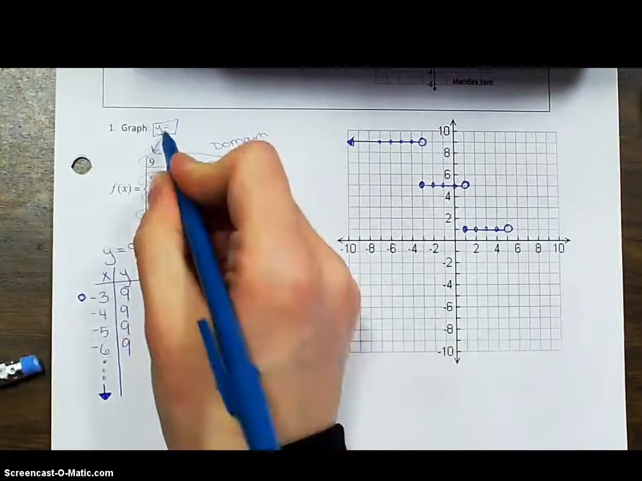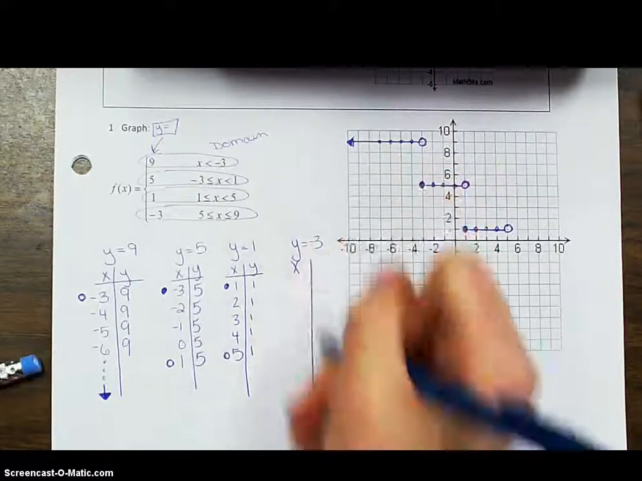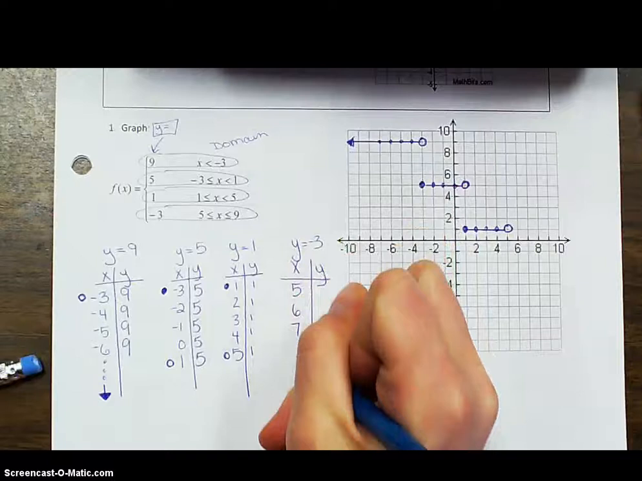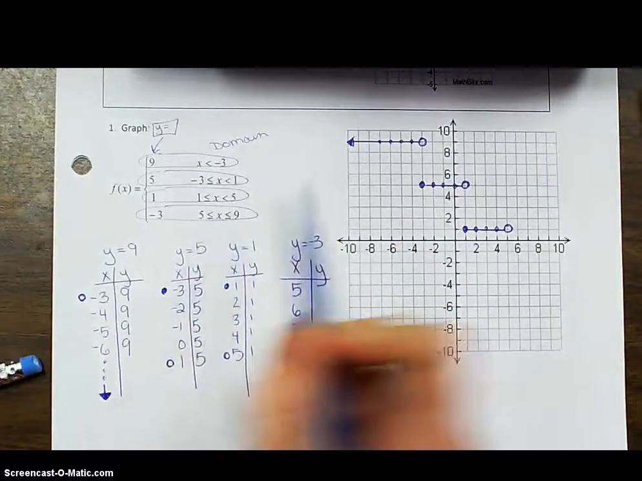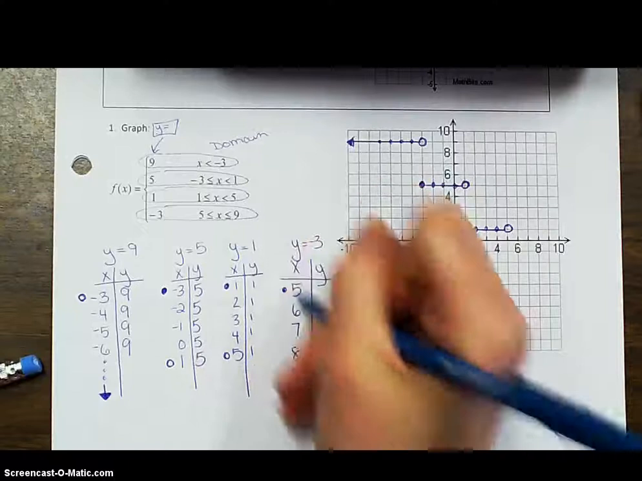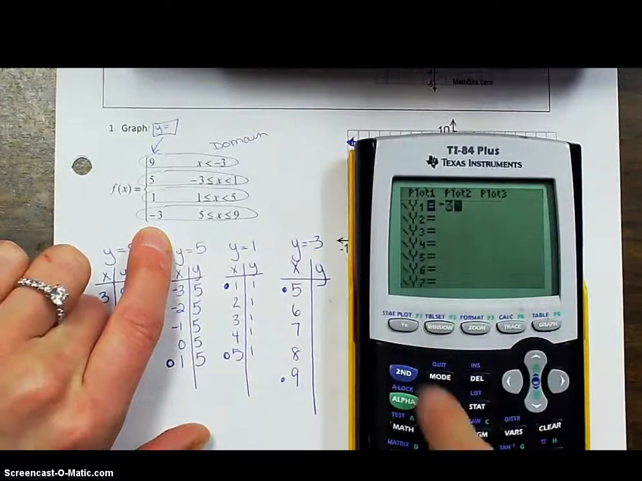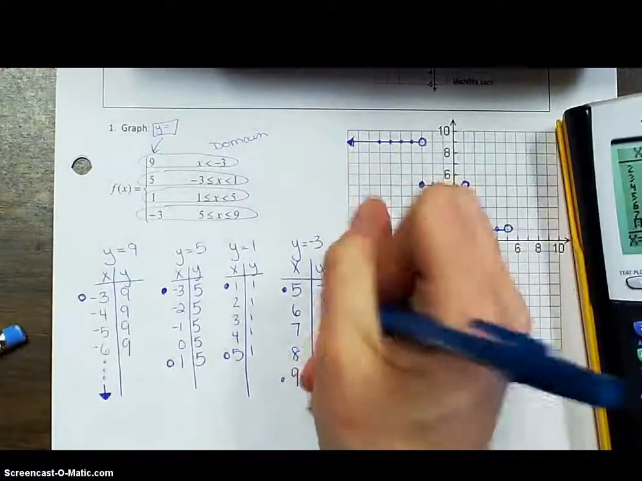Our very last one is y equals -3. And now I can make my table of values. I'm going to go from 5 to 9. And if I look carefully, we have equal to, so these are both closed dots. And this time it's y is equal to -3. I go to my y equals, and every one of my y's is -3.